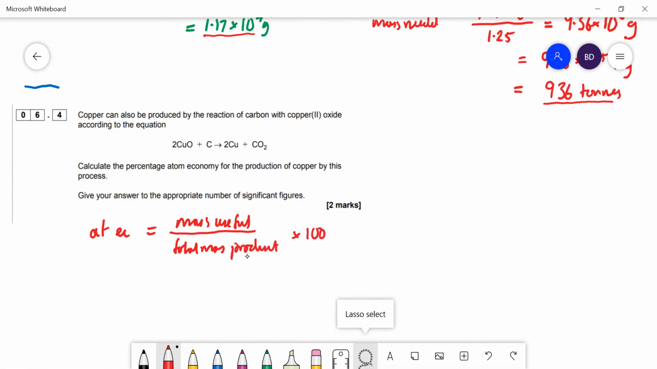Right, now in this equation we can see every time we get 2 moles of copper and 1 mole of carbon dioxide. What is the mass of 2 moles of copper? It is equal to moles times Mr, or Ar for copper because it's atomic mass. So that's 2 times 63.5, which gives us 127.